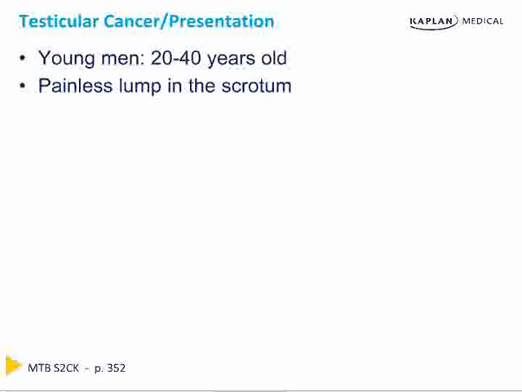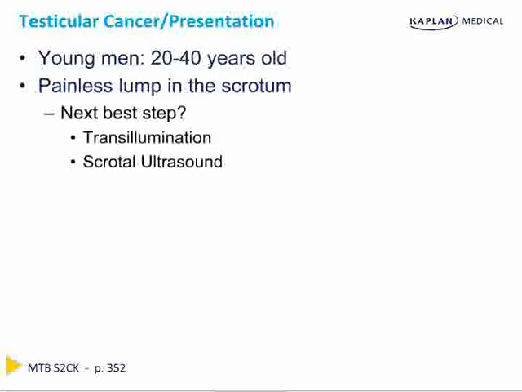So if you're presented with a patient who has a painless lump that they noticed themselves or that the physician noticed on physical exam, what is the next best step in making the diagnosis? Well, the correct answer is either going to be to perform transillumination, which is where you shine a light through the mass to see if it is solid or if it is cystic, transmitting light, or to perform a scrotal ultrasound. And scrotal ultrasound gives you the same information. It tells you whether the mass is solid, in which case it would be more concerning for cancer, or whether it's cystic. And cystic masses typically will mean that the diagnosis is one of the others on the differential.